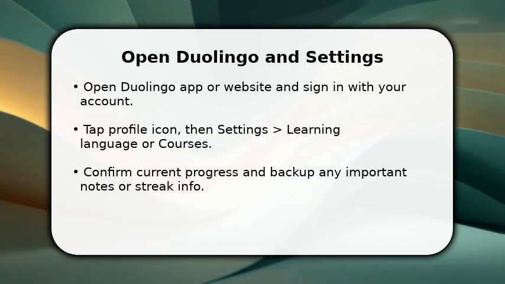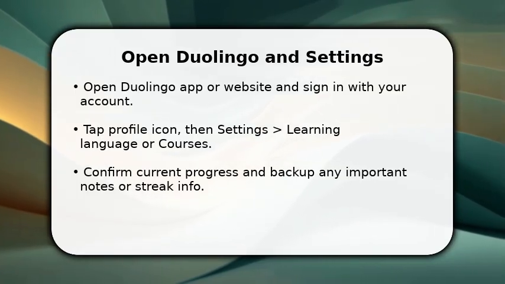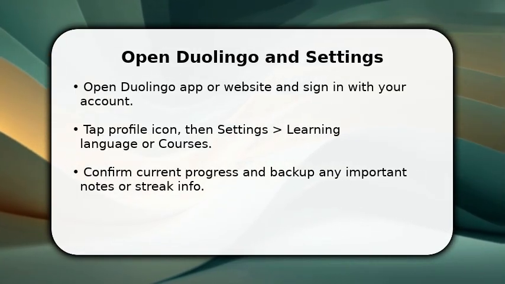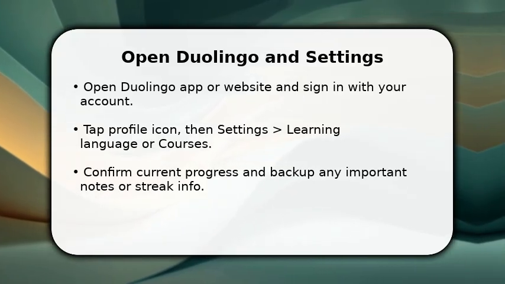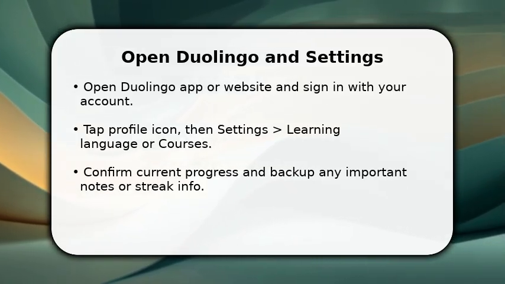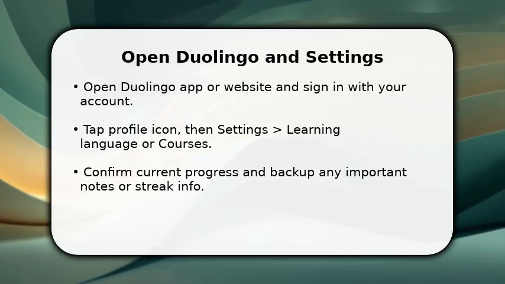You start by opening Duolingo and signing in so changes link to your account. Once done, tap your profile and go straight to Settings, then Learning Language or Courses. This is where you manage active languages.